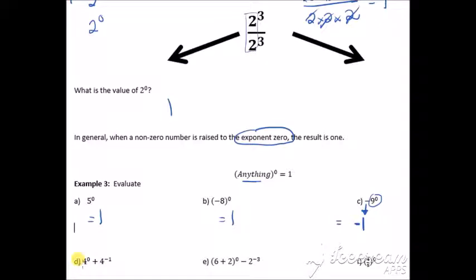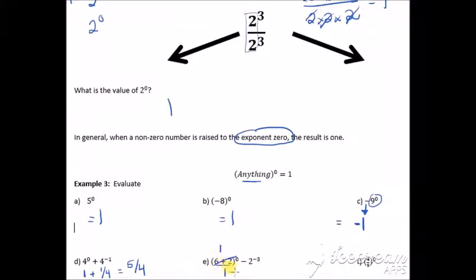Okay, so 4 to the 0 equals 1, plus 4 to the negative 1, which is 1/4. So what's 1 plus 1/4? I get 5/4. Now we have 6 plus 2 here. I wouldn't even calculate that, because I know brackets first, if it's raised to the exponent 0, this is just going to cancel to 1.